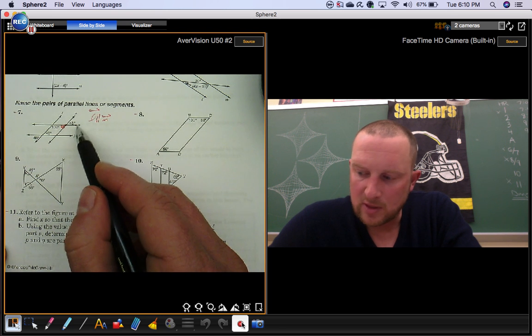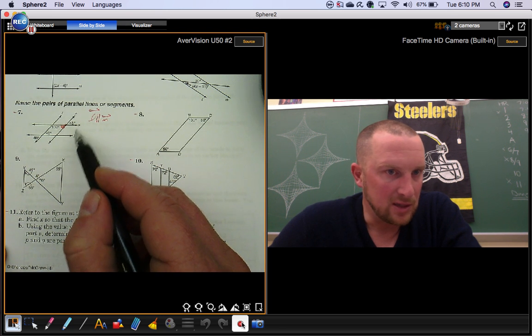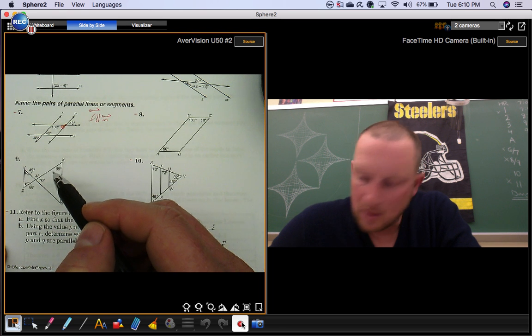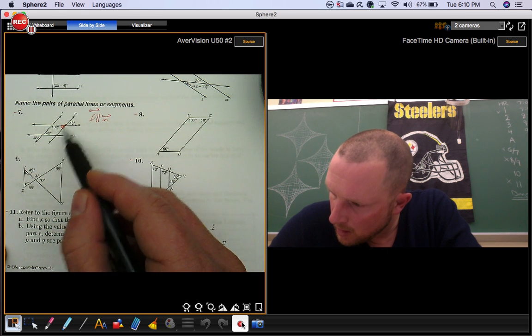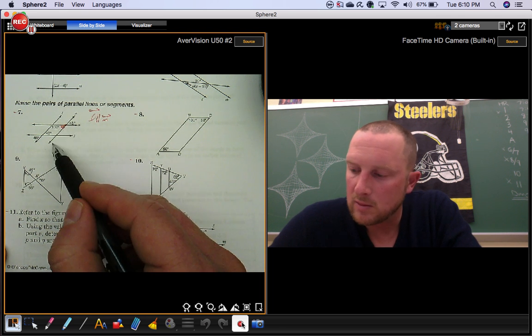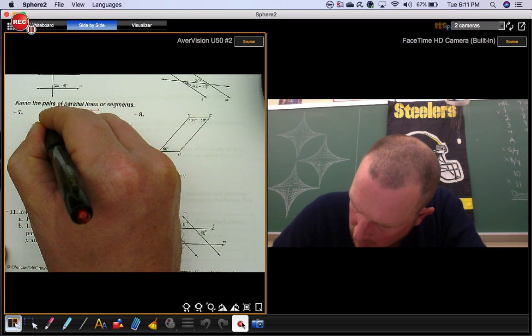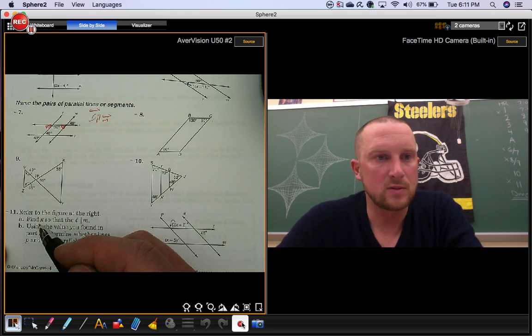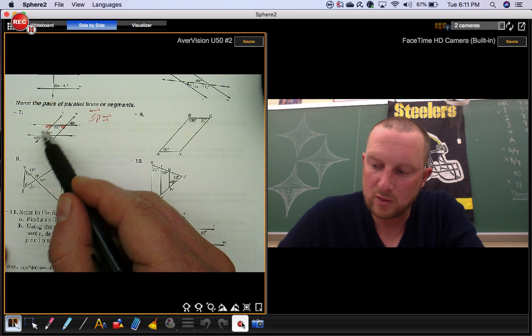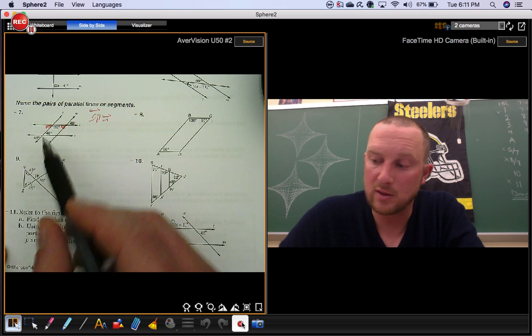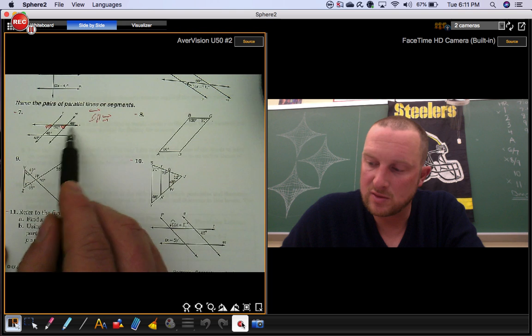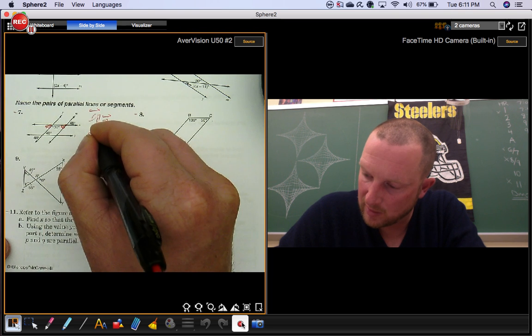Is there any way we could show that line N is parallel to line P? Well, if these lines are parallel and that angle's 48 degrees, that angle's 48 degrees also. And that's going to give you congruent corresponding angles over here, which then shows that lines N and line P are parallel.